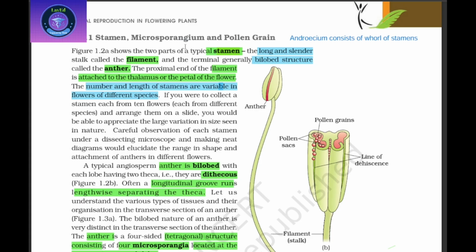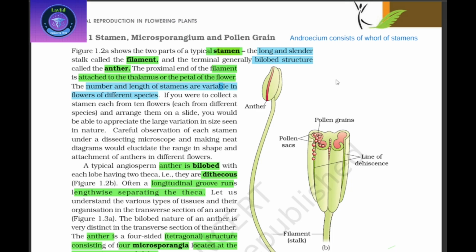So what is written? Figure 1.2a. This figure shows the two parts of a typical stamen. I have already mentioned stamen is made up of two parts: the long and slender stalk called the filament, and the terminal, generally bilobed, part. What does terminal mean? Terminal means the part which is far away. Proximal means the part which is close. So the terminal one is called the anther, and the long slender stalk is called the filament.